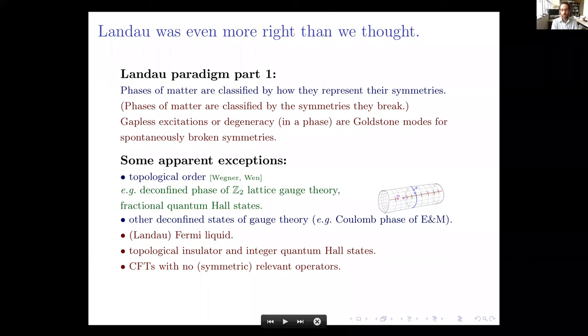Another, perhaps easier to see, example of an apparent exception to this is phases of matter where a gauge theory with a continuous gauge group is deconfined, such as the Coulomb phase of U(N). And then I have a list of some other examples which are apparent exceptions to this scheme of thinking about the world, which are in red because I actually don't know how to yet incorporate them into the Landau paradigm, or at least I don't know how to do it in a simple way that I want to talk about today. So I won't say more about those.